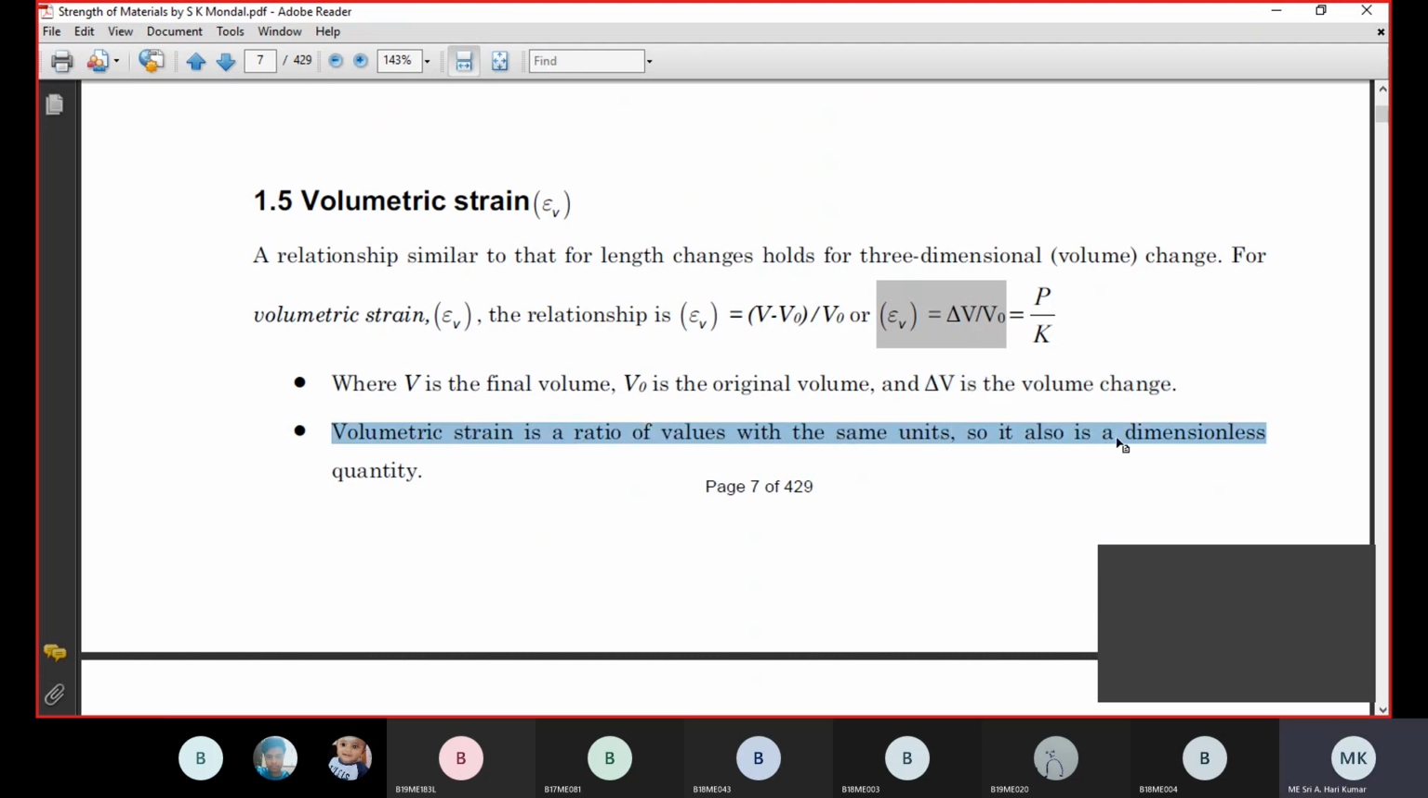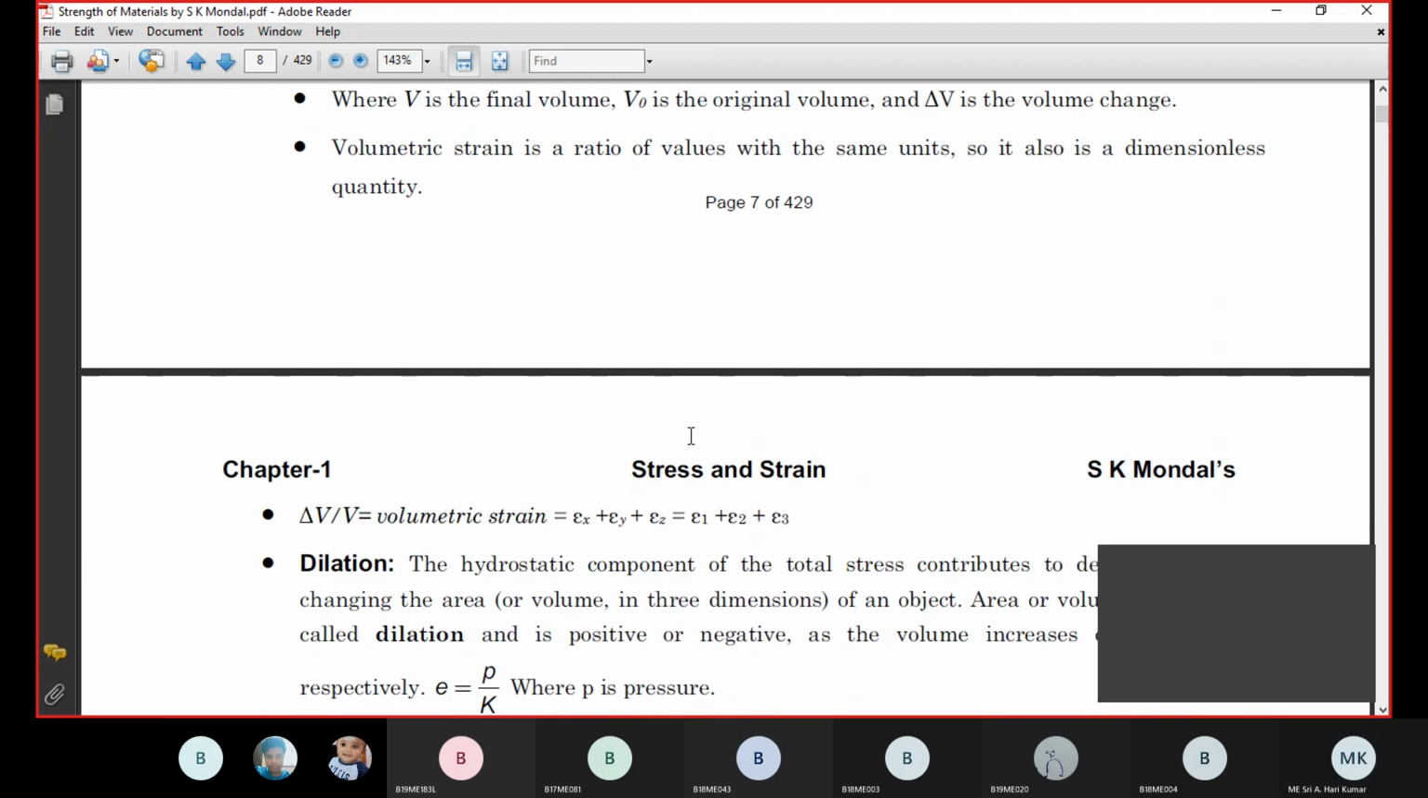Strain has no units, it is dimensionless. Even volumetric strain is defined as the algebraic sum of all the strains in the respective coordinate axes. So it is equal to the algebraic sum of epsilon x, the strain in x direction, epsilon y, the strain in y direction, and epsilon z, the strain in z direction.